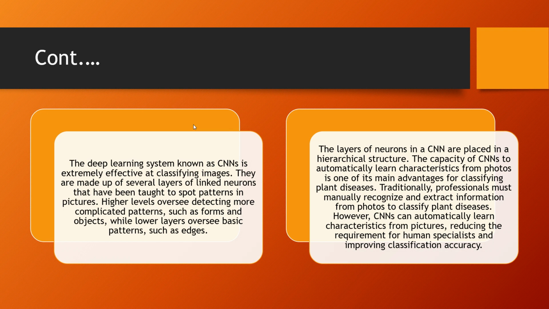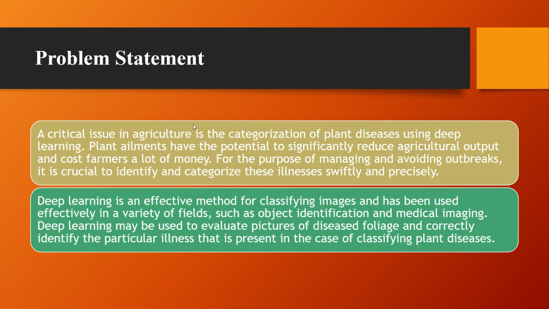Traditionally, professionals must manually recognize and extract information from photos to classify plant diseases. However, CNNs can automatically learn characteristics from pictures, reducing the requirements for human specialists and improving classification accuracy. Now I'll pass to my classmate to continue with the problem statement.